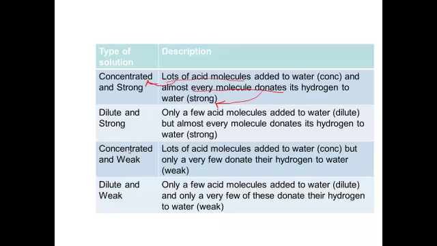We could have a concentrated acid that's weak. There's lots of acid molecules, but because it's a molecule that doesn't donate much of its hydrogen, even though there's lots of them, there's very few that donate their hydrogen, so it's still a weak acid. A good example of this is vinegar, which is known as acetic acid. And then dilute and weak. There's really only a few molecules. That refers to its diluteness, or its concentration. And it has a few molecules, and only a few of those donate their hydrogens. Again, refers to its weakness. So dissociation refers to strength, is it strong or weak, while numbers of particles refers to its concentration.